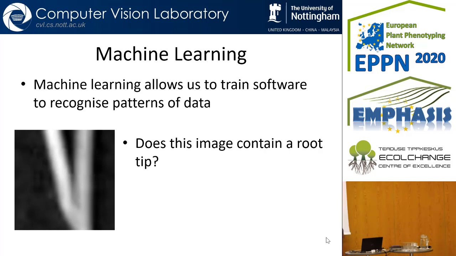So this is a little piece of image from one of our root phenotyping systems. And one of the things that we have to do in that system is find root tips. So is there a root tip there? It's very, very hard to tell.